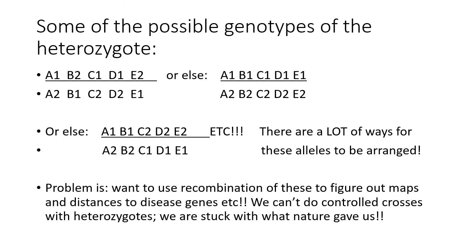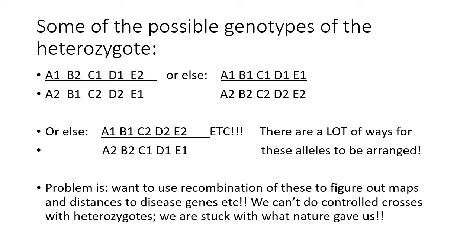So just to illustrate this point, here are 3 different possible ways that those alleles could be arranged on a chromosome and give you the same genotype. You've got A1, B2, C1, D1, E2 over A2, B1, C2, D2, E1, for example. Or else you could have all the 1s on one homolog, A through E1, and A2 through E2 on the other homolog, or a mixture.